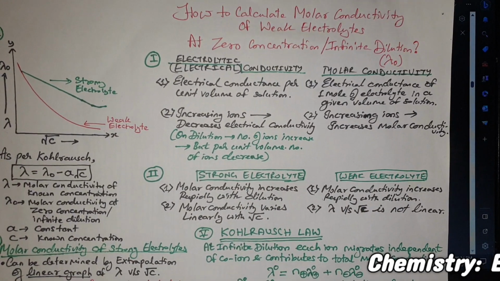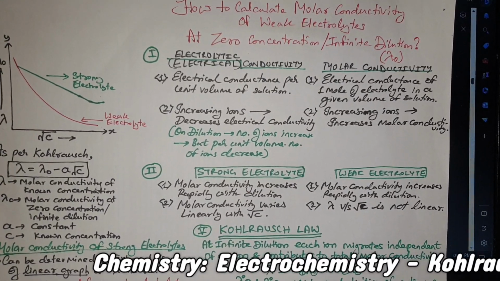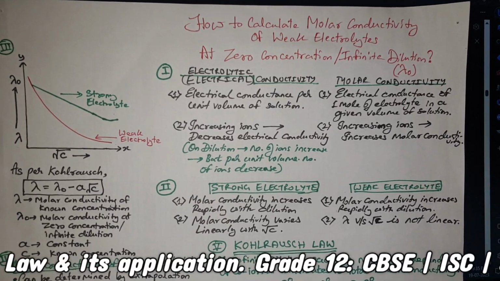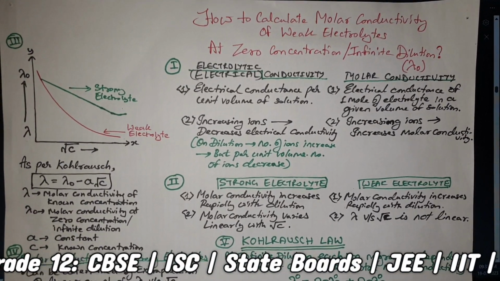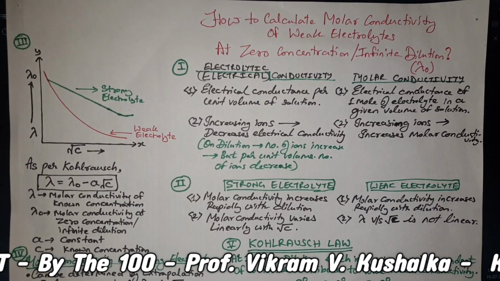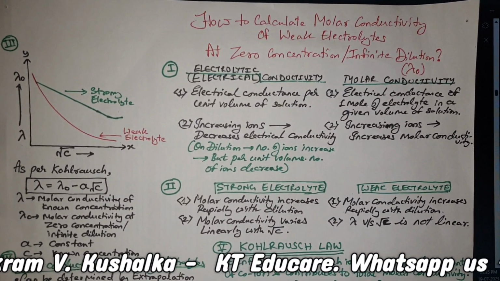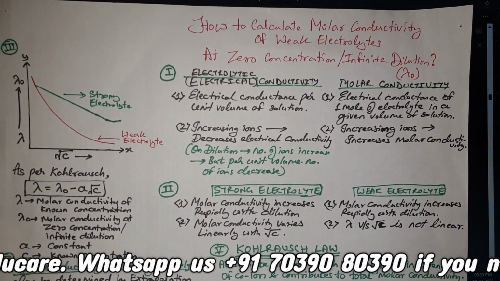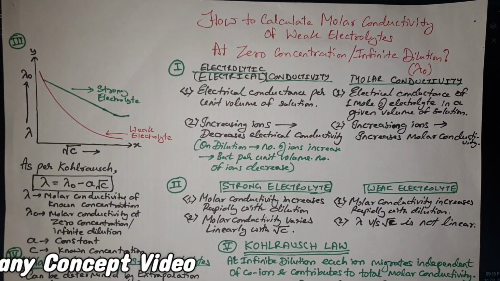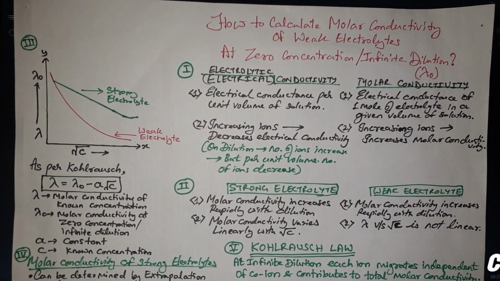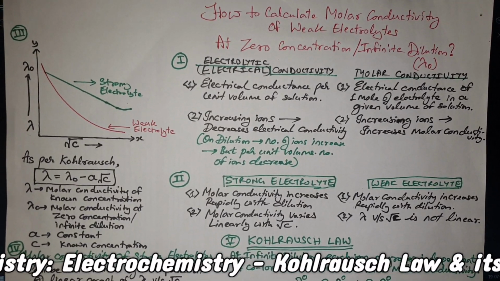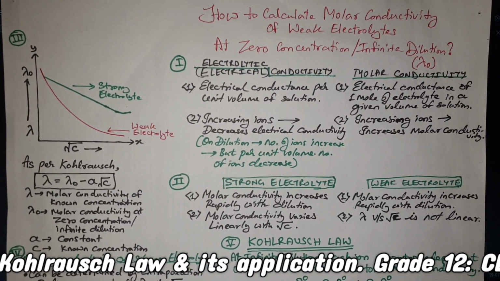So let us today understand how to calculate molar conductivity of weak electrolytes at zero concentration or infinite dilution. Many students have a lot of confusion with respect to this particular concept of zero concentration or infinite dilution, and why we can't use the graph of molar conductivity versus square root of concentration to calculate the molar conductivity for a weak electrolyte as well, when we can calculate it for a strong electrolyte.